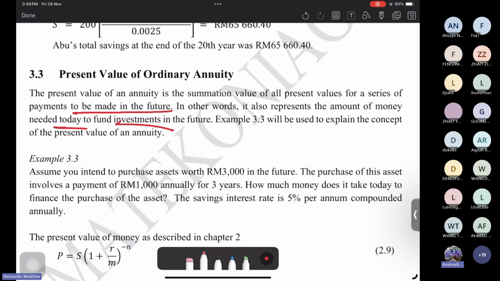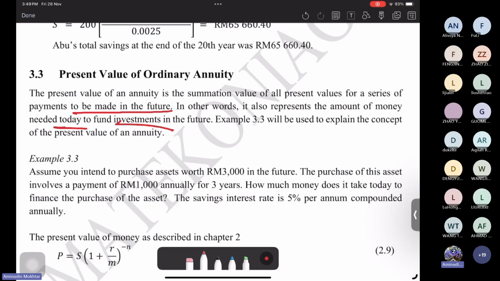Let's say you are planning to buy a house, and the price of the house is, let's say, 500,000 or 5 million. Now, in order to get the 500,000, how much money do you need to save every month from today? That's the concept of present value.